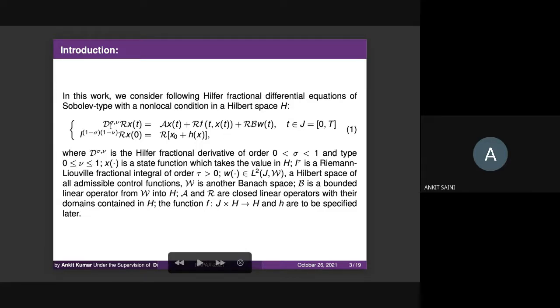In this work, we use the Hilfer fractional derivative of order nu between 0 and 1 and type between 0 and 1 on the interval 0 to t. Here, R, A, and B are the linear operators in this problem, and this is the Riemann integral operator. And in this problem, we consider a non-local initial condition as well. Non-local initial condition means we consider a function rather than a single point.